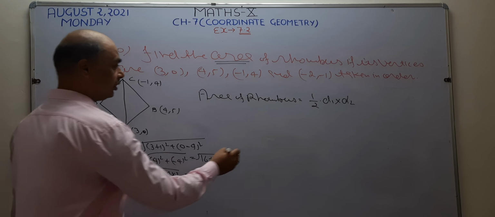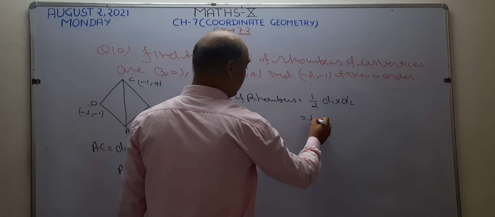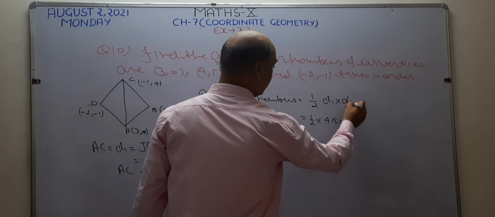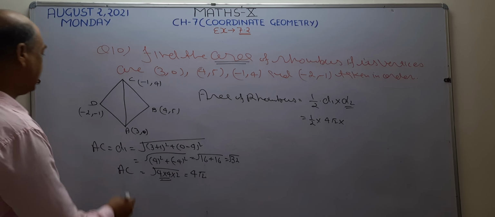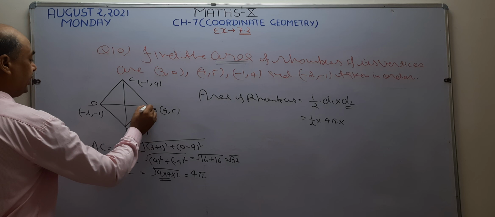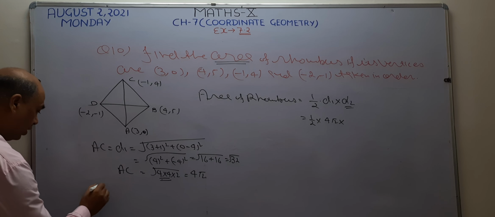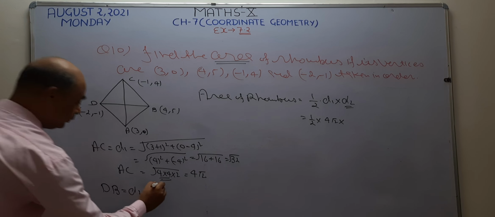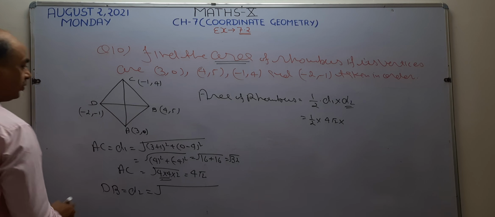This is your first diagonal. I want to write the value of d1. d1 becomes 4 root 2. Write here 4 root 2. I want to find the second diagonal. The second diagonal is DB or BD. So write here DB. DB equals d2. d2 means the second diagonal.